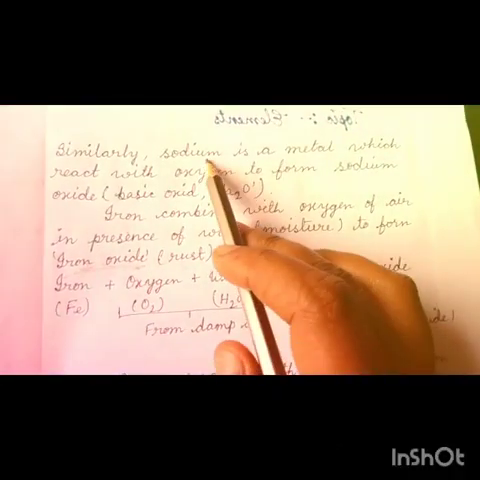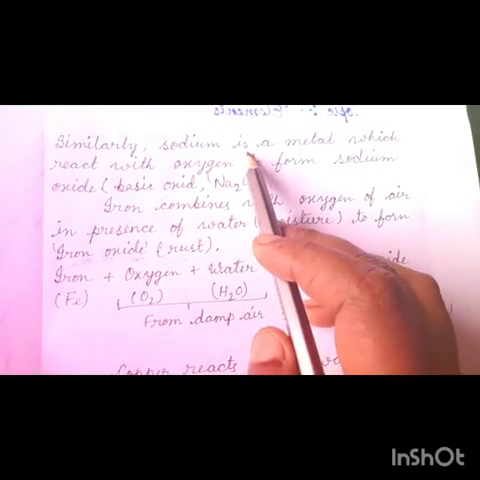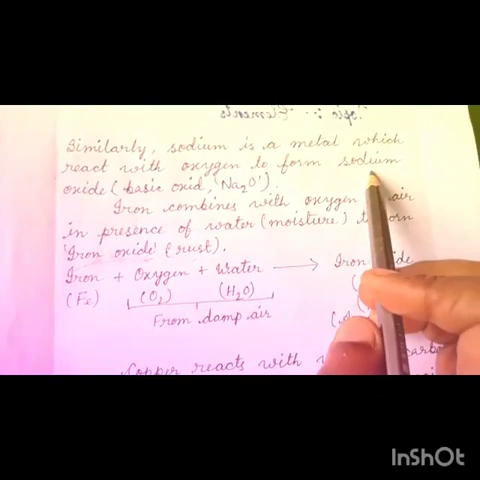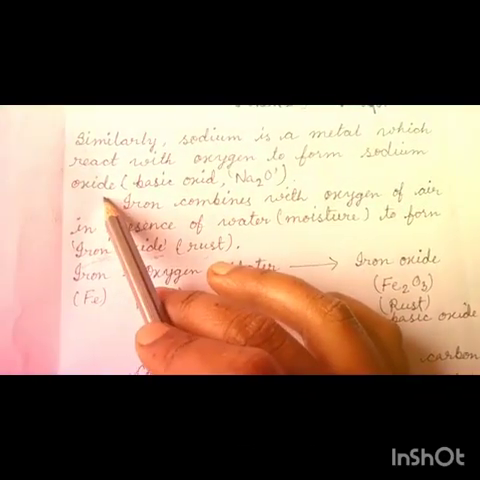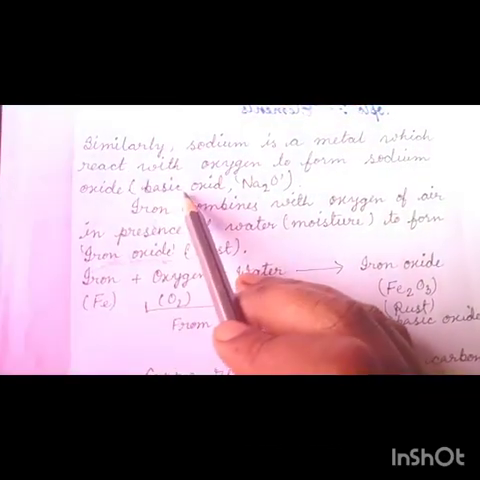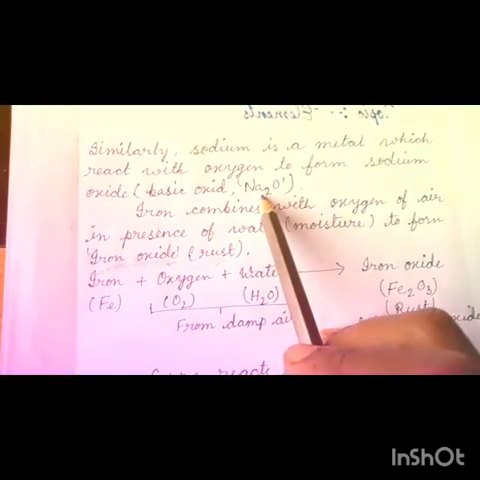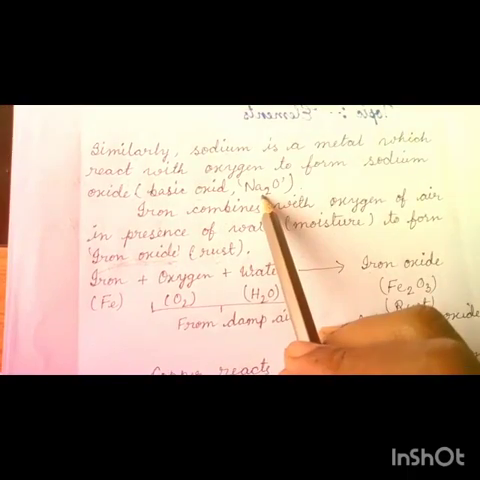Similarly, sodium is another reactive metal which reacts with oxygen to form sodium oxide. Sodium oxide is also a basic oxide, and formula of sodium oxide is Na2O.